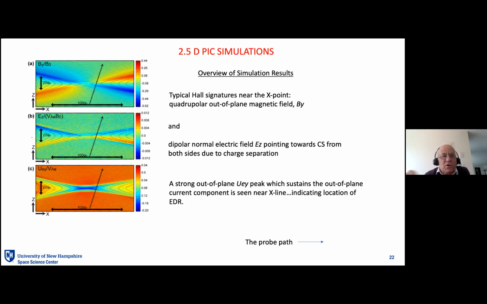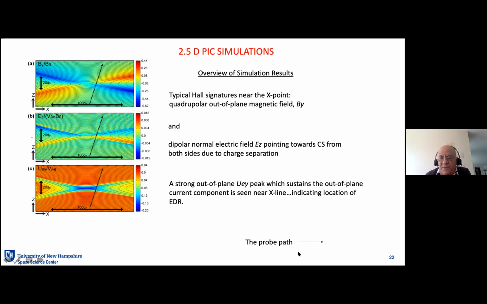And let's take the overview of the results. If you look at these three panels here, on top, we have typical Hall signatures in the BY component, quadrupolar. In the second one, we have dipolar components of EN. So that is fine. And in the third one, we have a strong out of plane flow of the electrons. That is always fine. Now, this is the probe path here.